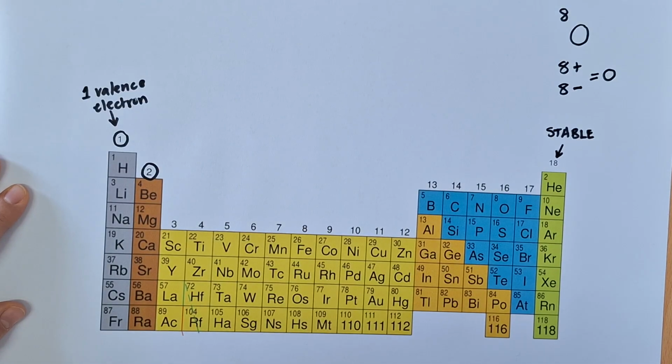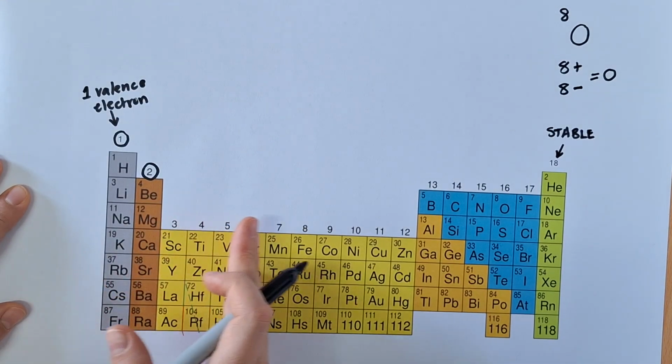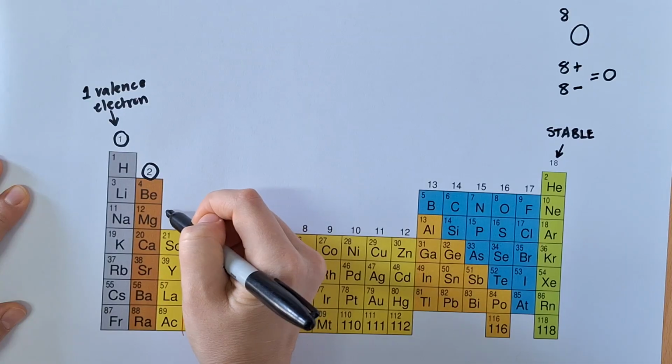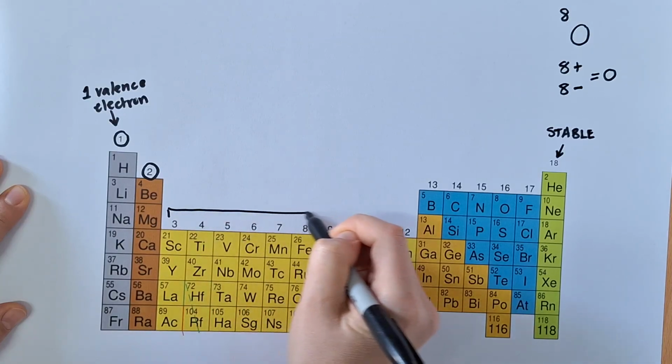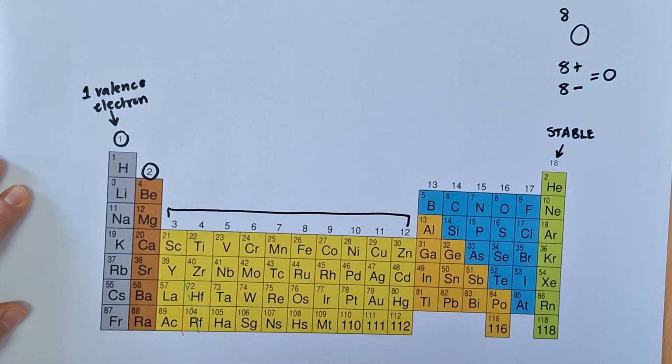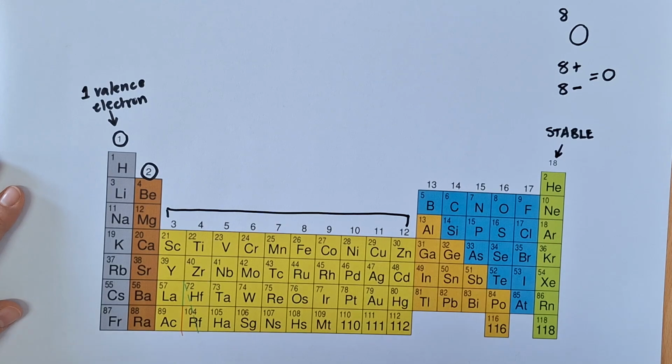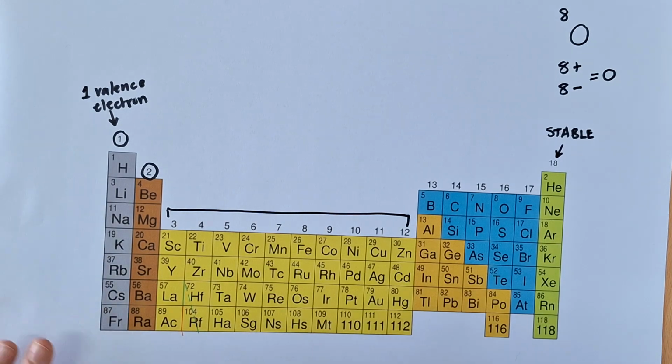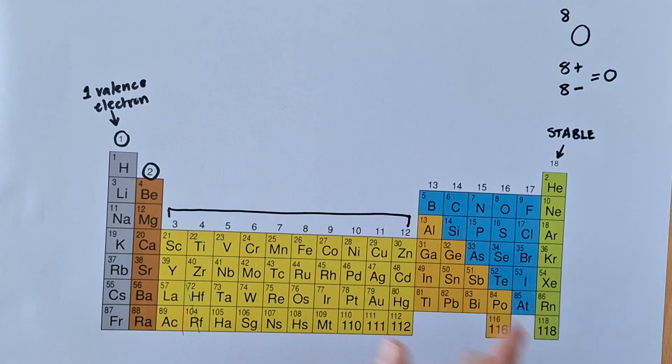Now here's where the pattern gets weird. We skip over all of these elements in the center. These elements are called transition metals. We skip over them because they can actually do a whole range of different things, and they can form ions with multiple different charges. So we're just going to ignore them for a minute, and we're going to jump over to group 13.